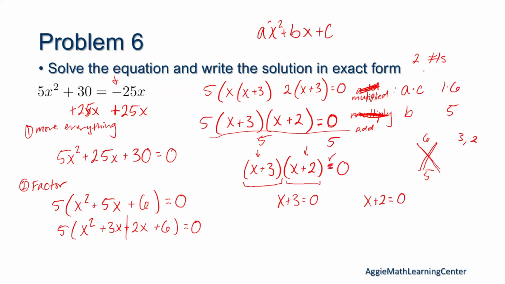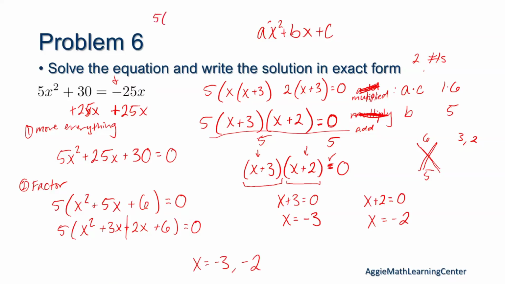So solving x plus 3 equals 0, what does x equal? -3. And same over here, we'll subtract 2 on both sides, x equals -2. So our solution is x equals -3 or -2. If we plug this back into our equation, we should get something that is true. You can try it. I'll try it up here.